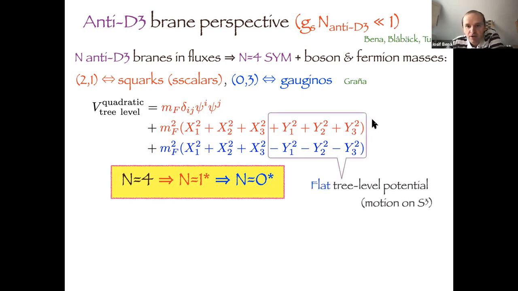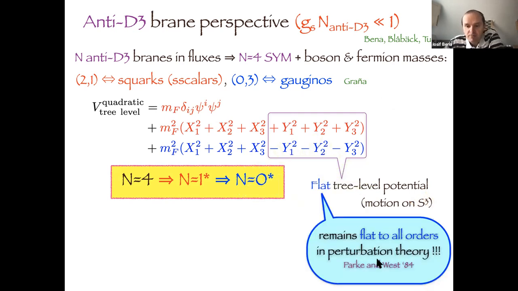And you can see that if you combine these terms, the supersymmetric term and the non-supersymmetric term, there's a flat tree-level potential, because again, these terms are equal and opposite. So basically, there's no potential for the anti-branes to move on the S3. There's a flat tree-level potential for moving on the S3. And what you can show by doing Feynman diagrams and looking at various theorems, as shown by Park and West in '84, is that this potential remains flat to all orders in perturbation theory.